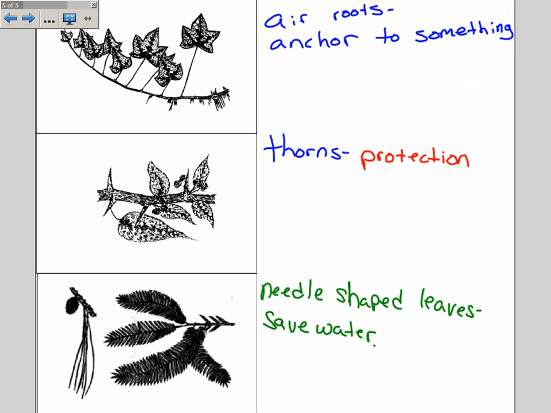So based on all of this, you can tell a little bit about a plant just by looking at it. You can make some inferences about if maybe other animals are trying to eat it, or what it's trying to accomplish, or if it might survive in a place that has very little water.